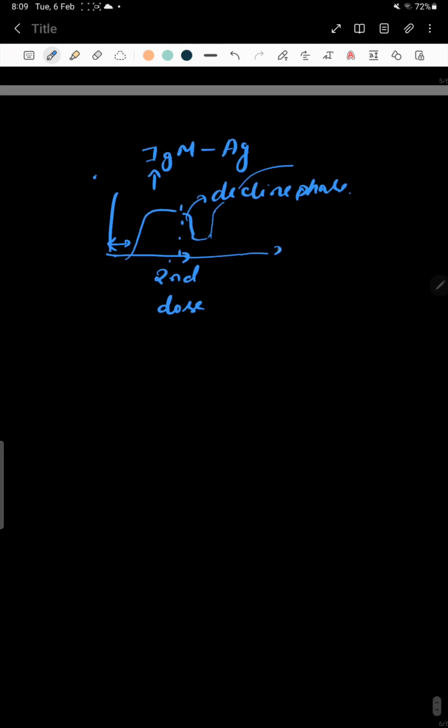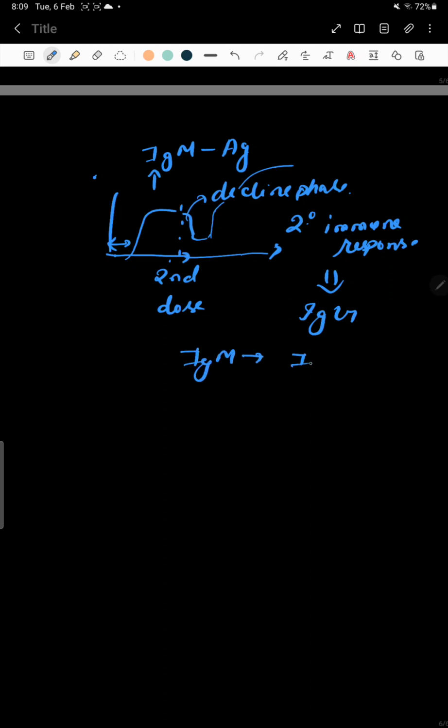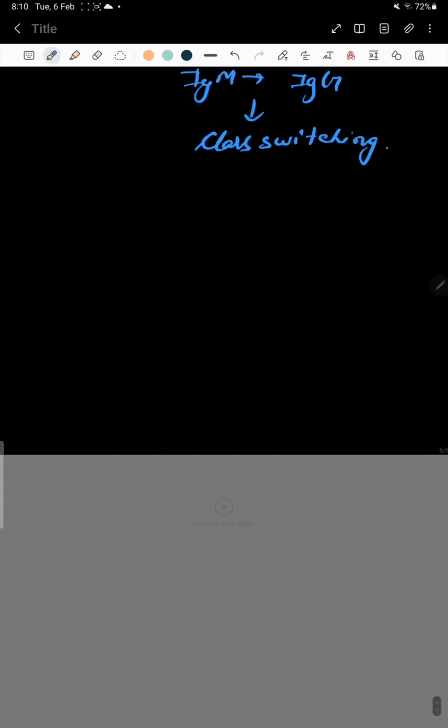In the secondary immune response, the antibody that is produced is IgG. So from IgM to IgG, this phenomenon is called class switching. I will be talking about it later.